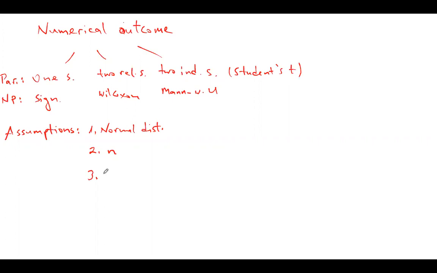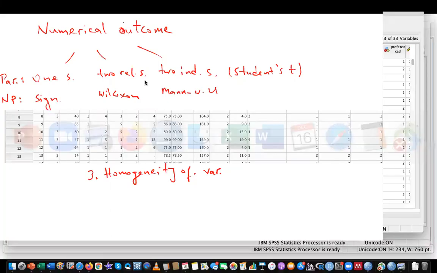Homogeneity of variances, or equality of the variances. Do you remember the test for homogeneity of variances? How do we check whether the variances are homogeneous or not? There was a test in SPSS which was doing this for us.